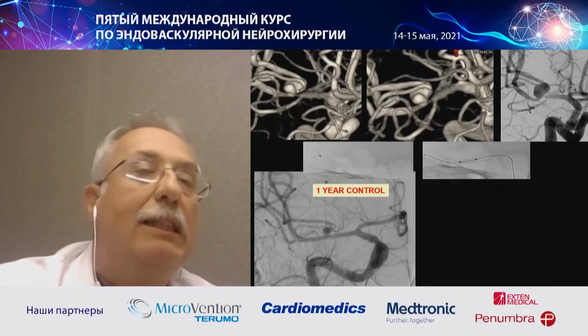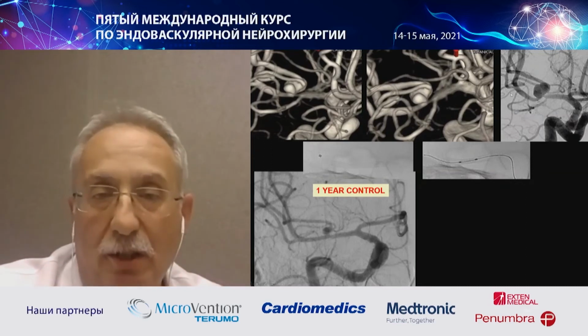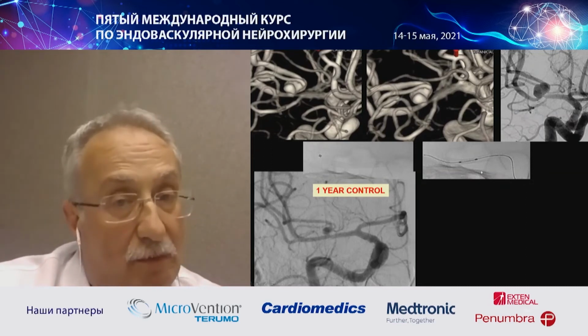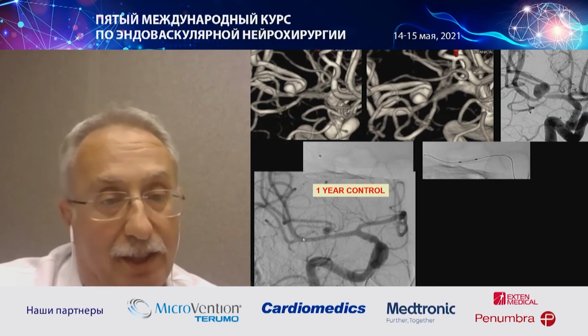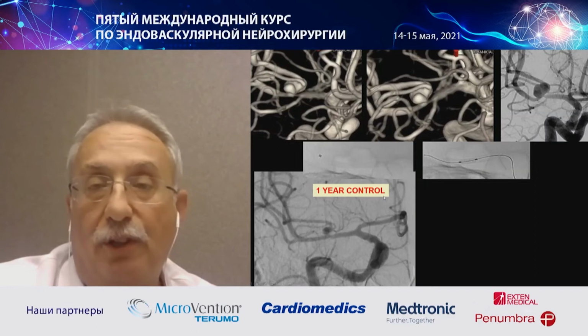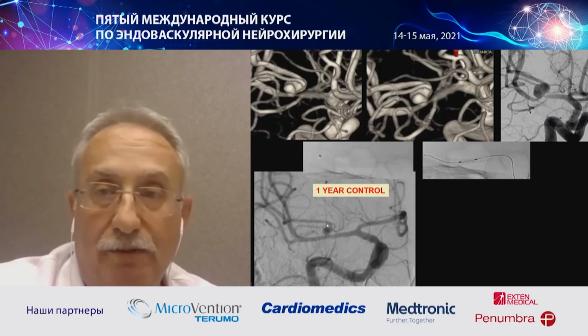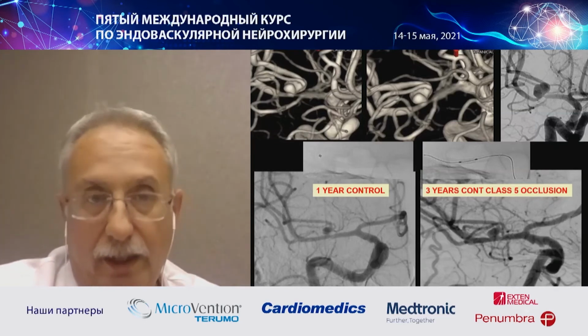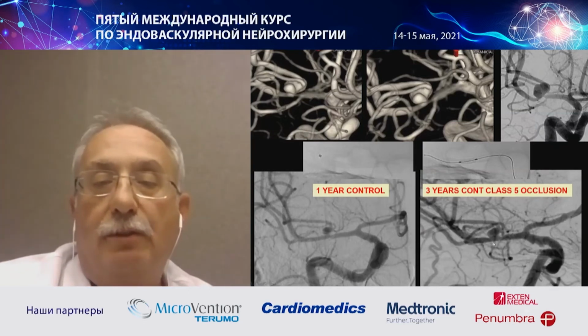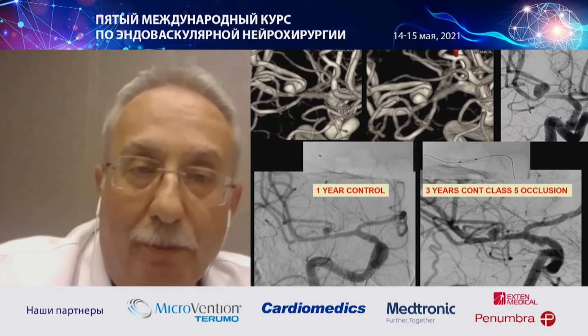Dissecting M1, trifurcation, very complex. The flow geometrical modification effect of the pipeline is needed here. This is 1 year follow-up. Is this a treatment failure? No, this is not a treatment failure. This is just a class 5 stable flow remodeling.